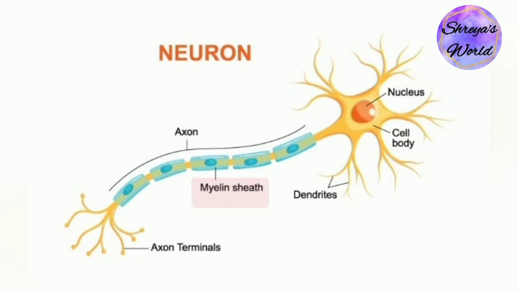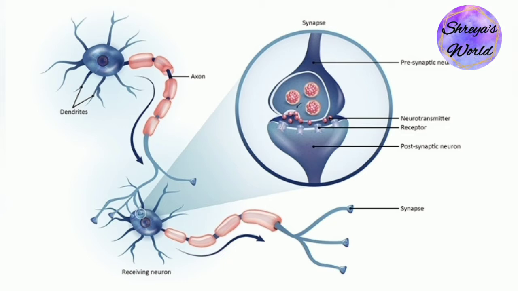Now let's talk about the myelin sheath. The axon is surrounded by a whitish, fatty layer called the myelin sheath. Outside the myelin sheath, there is a cellular layer called the neurolemma. Talking about the synapse, it is the chemical junction between the terminal of one neuron and dendrites of another neuron.